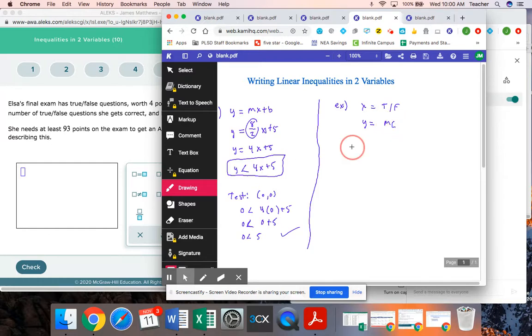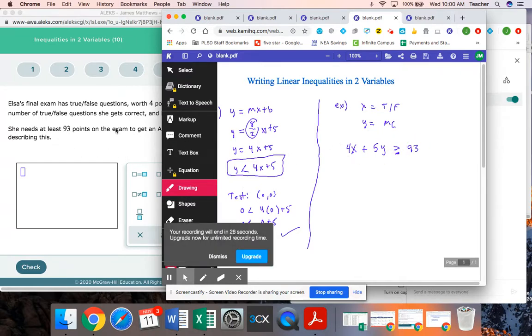I know that for every true-false, I get 4 points, plus, for every multiple choice, I get 5 points. I need that total to be at least 93. So I need this to be greater than, but it could also be equal to 93 because it says at least. If it said more than, I wouldn't include that, but it said at least, which is greater than or equal to. That right there would represent an inequality in two variables for this situation. All right, I think that should be enough for you to get the gist of what we're trying to do. So we can work with that.